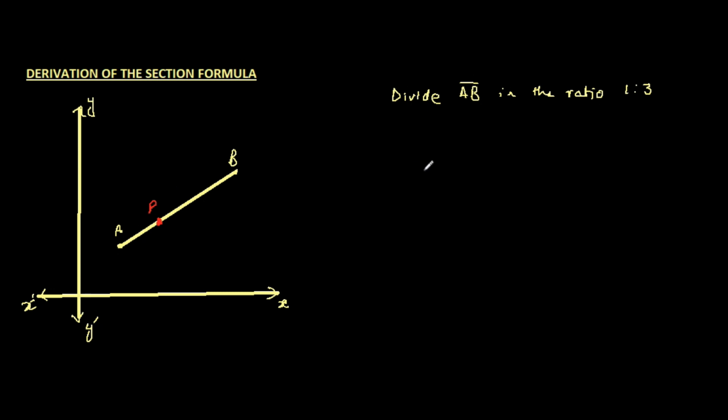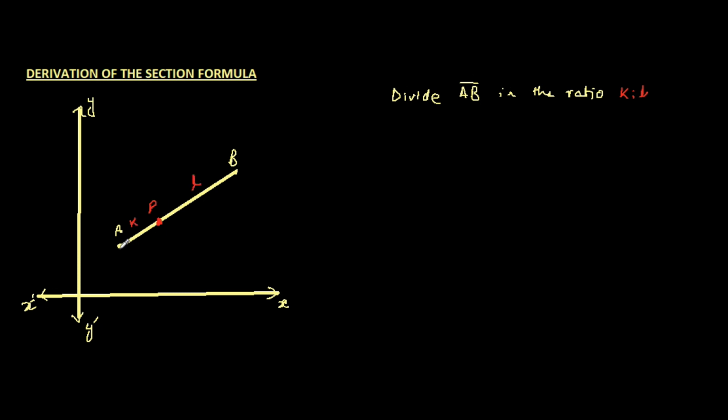So always make it a habit for yourself: why am I doing this, and why do I have to do this? For the time being, let's not talk about 1:3. Let's talk about any other ratio, say K:L. If I have to divide AB in the ratio K:L, that means AP should be equal to K units and PB should be equal to L units.